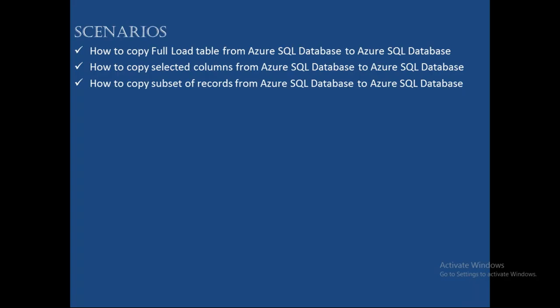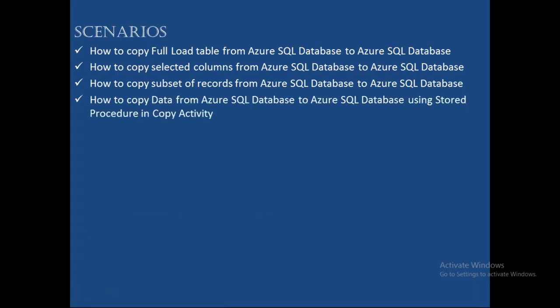Wherever I see country equal to India, only those customer details, that subset. You have people from multiple countries, but I'm just taking the Indian records and loading them into another table. That is a subset of the records I'm going to take and load into the Azure SQL database. How can you do that?